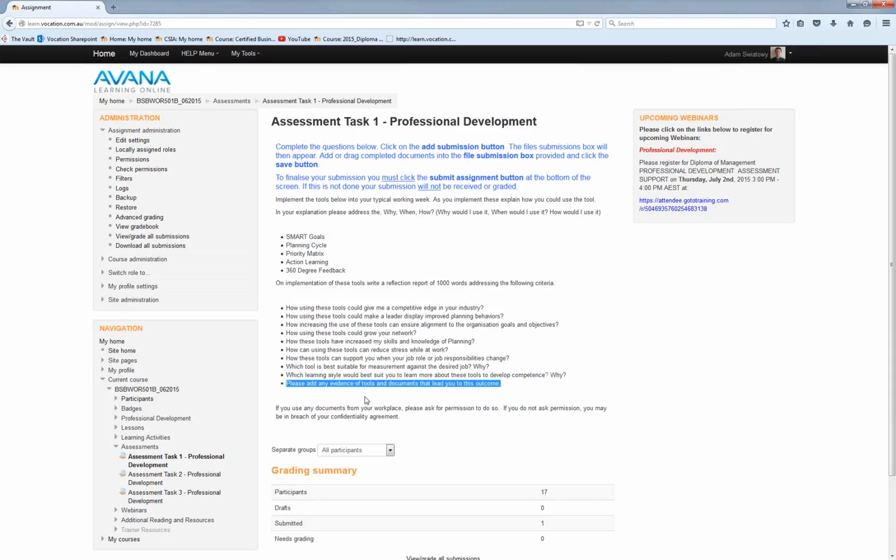This last one, please provide any evidence of tools and documents that led you to this outcome. Don't worry so much about this. There's nothing you need to really provide here. The one thing I will say is that we're starting to get into the world of academic pieces or reports, academic essays. In the world of academia, if we are to refer to somebody else, so if we say something on our assignment, it's presumed that that information is ours.